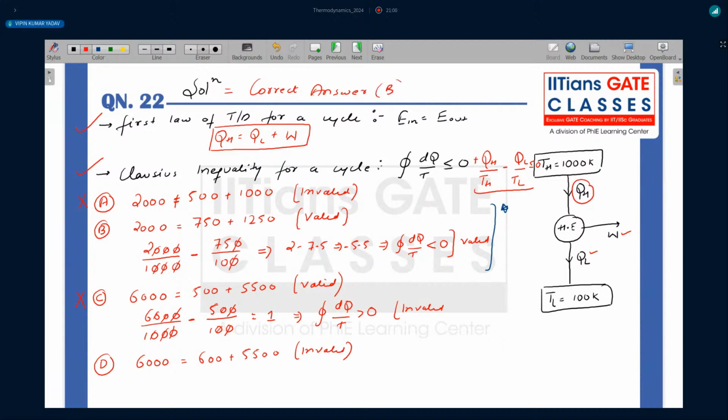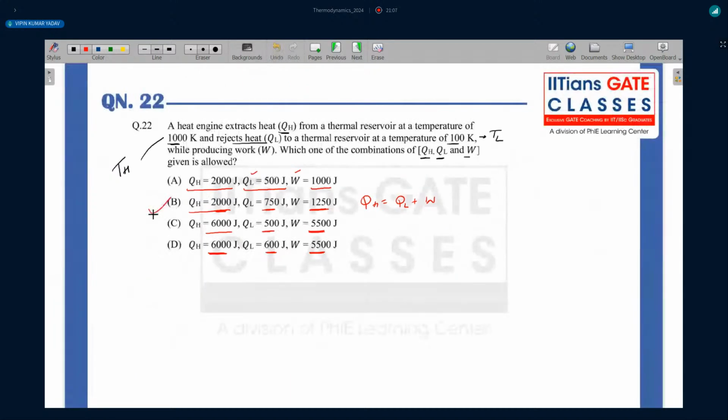Correct answer is B. Okay. I hope it is clear. So option B is correct. Okay. Let us move on to the next question.